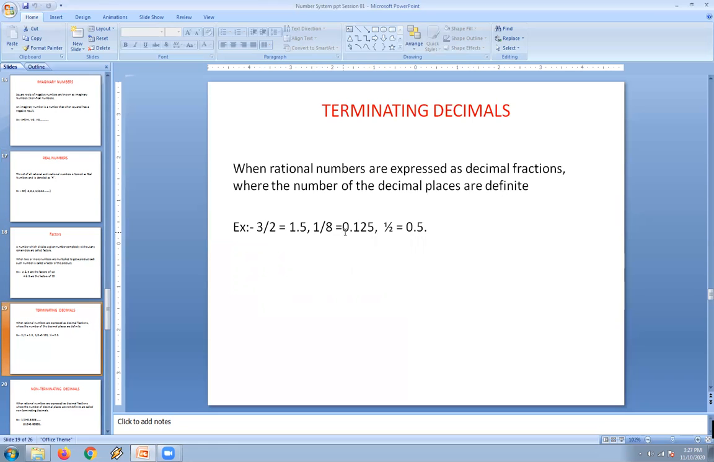1 by 8 is equal to 0.125. See, the decimal places are fixed. It is not repeated in nature. Here 1.5 means 1.5 itself, the 5 is not at all recurring in nature. Such kinds of decimals are called terminating decimals.